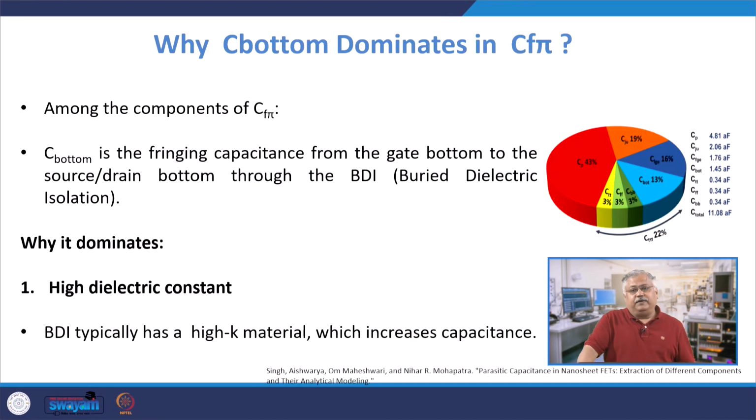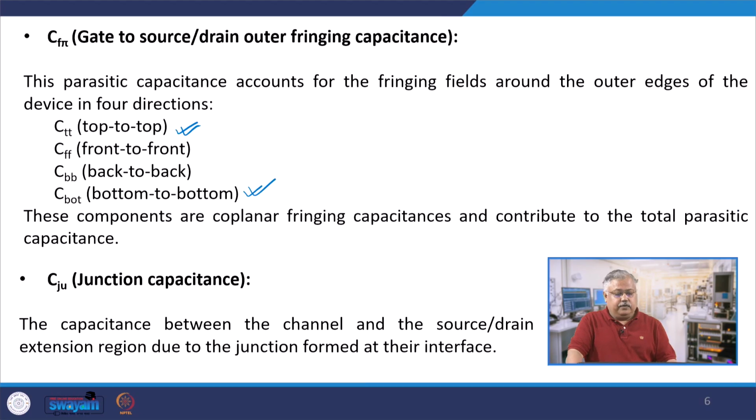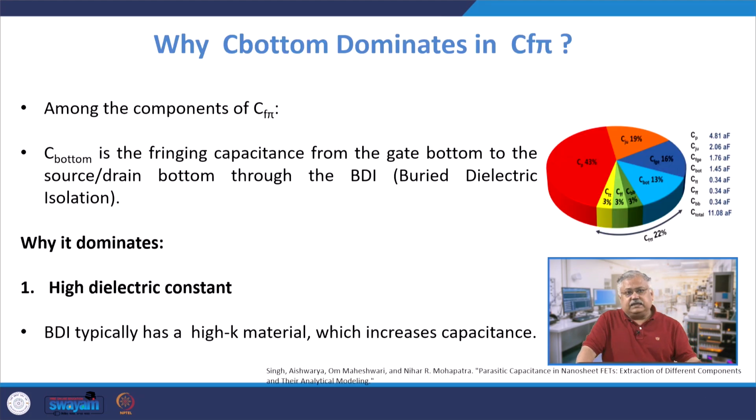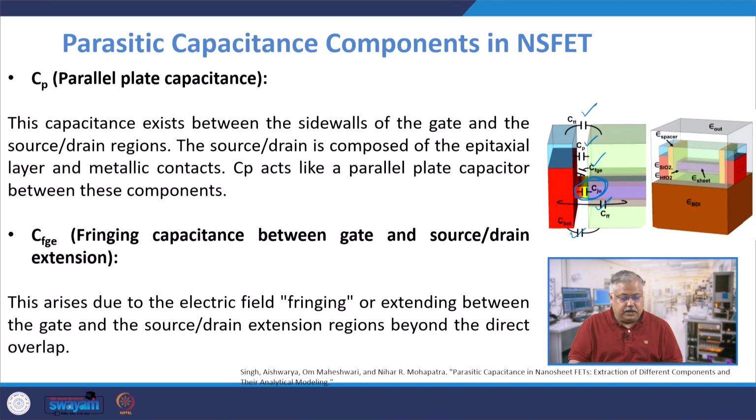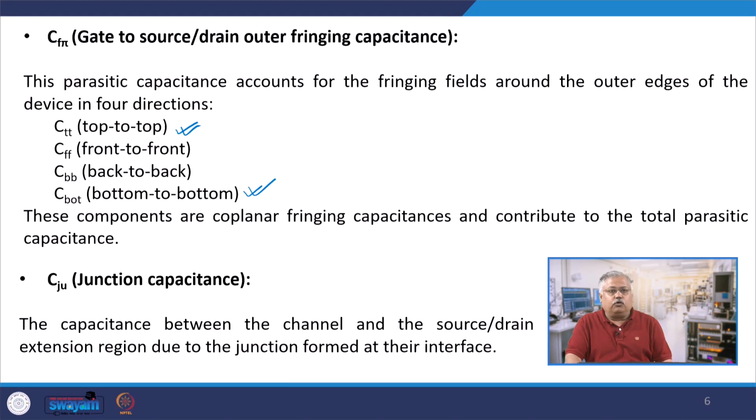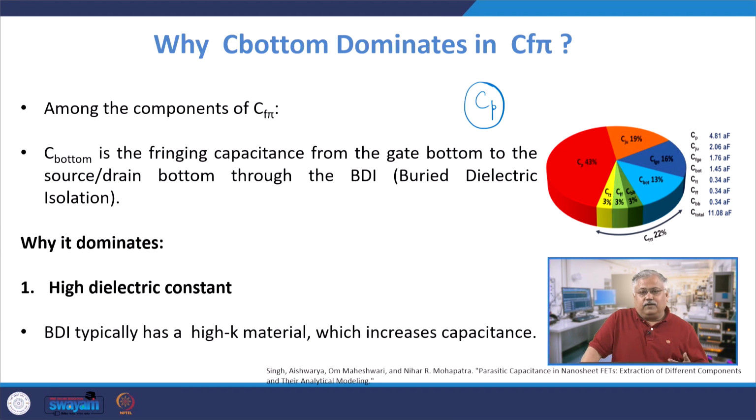Now, if you remember when we were discussing CF pi in the previous region, it consists of CTT top to top, front to front, back to back, and bottom to bottom. What the paper says is that among all of them, the bottom CBOT will dominate the CF pi region, right? And within which you also have a good contribution of CP, which is your parasitic capacitance, the parallel plate capacitance. This is CP. This is the maximum which you get, but within all the four CF pi, the bottom one dominates over the others.